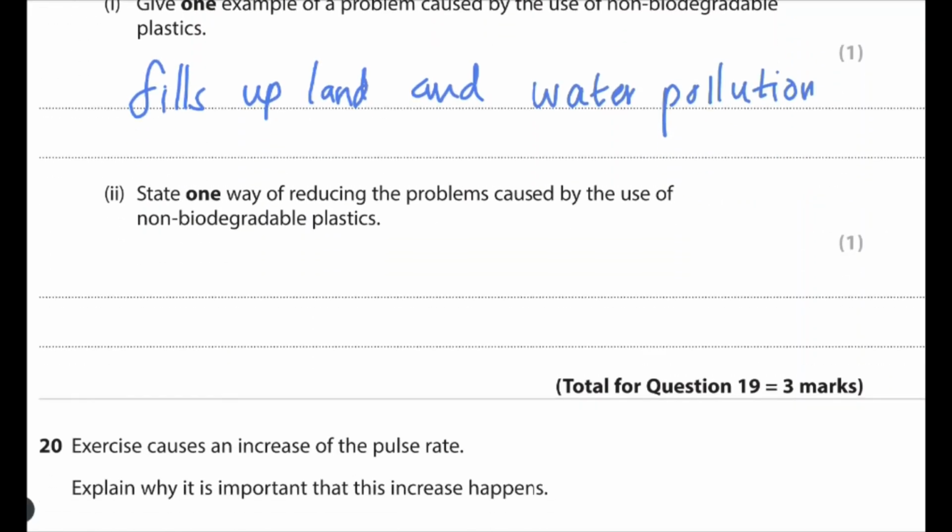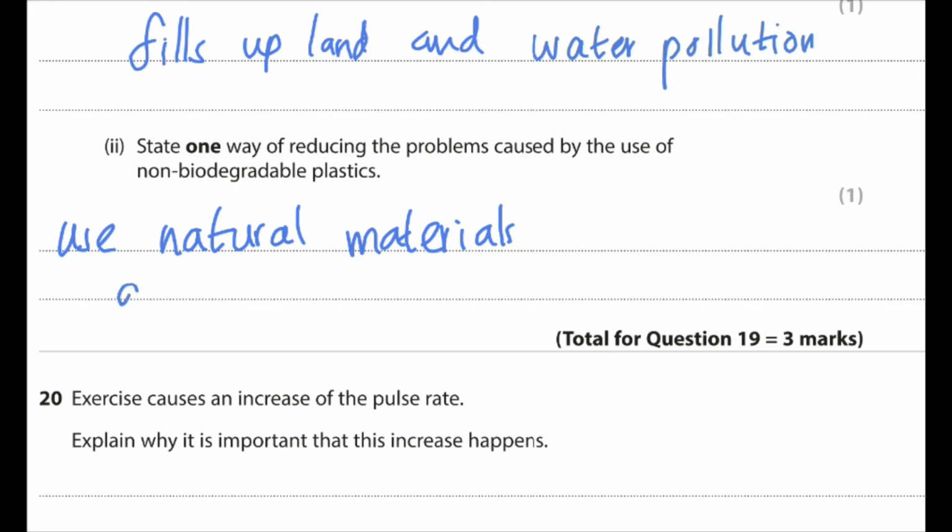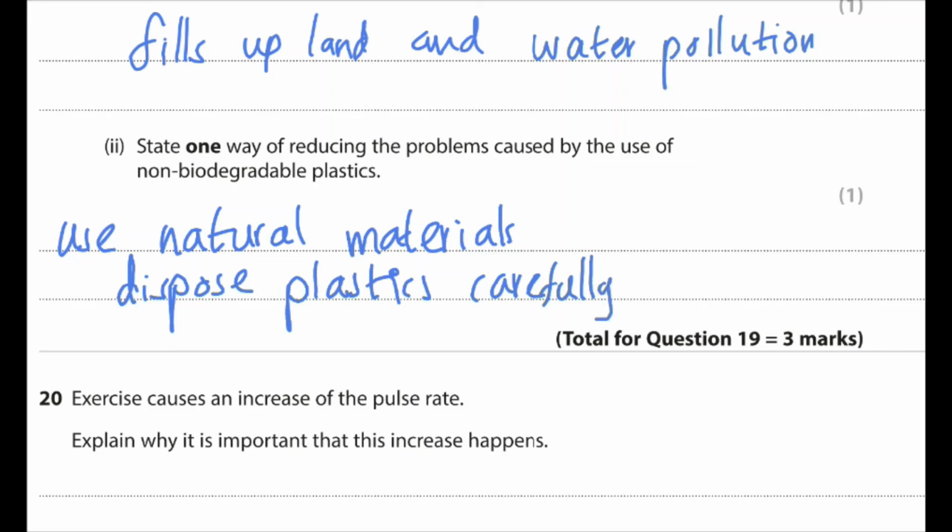Moving to next, state one way of reducing the problems caused by the use of non-biodegradable plastic. This one, we can use natural materials. And you can say we can dispose plastics carefully. And we can say recycle or reuse them.